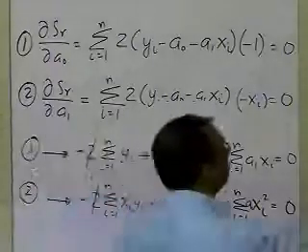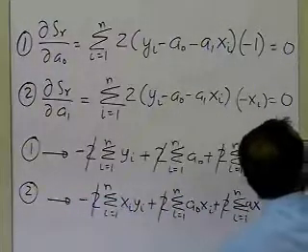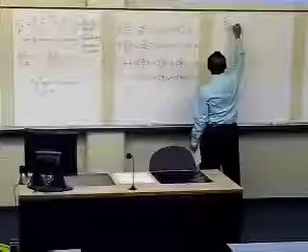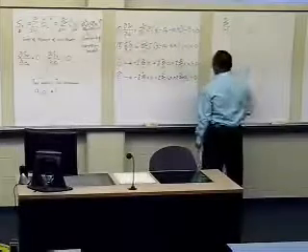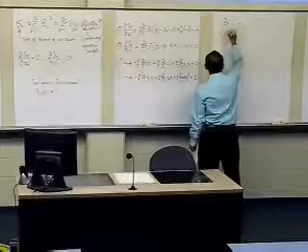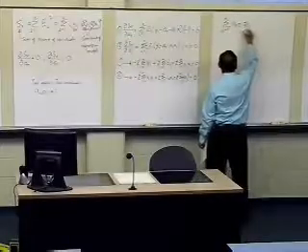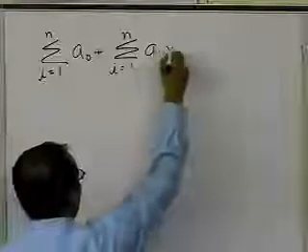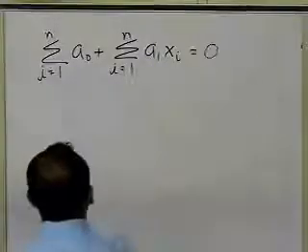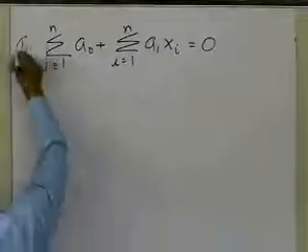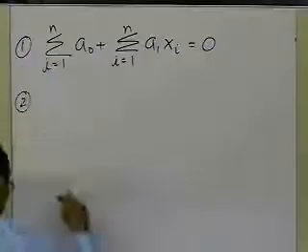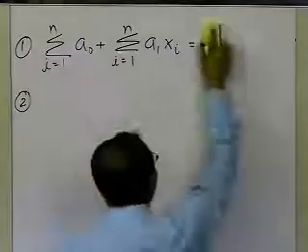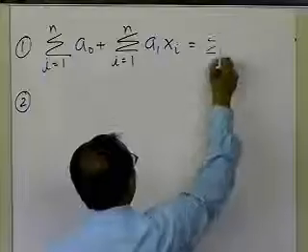So what I will get from there is, the first equation will turn out to be summation i equal to 1 to n of a0, plus summation i equal to 1 to n of a1 x sub i, equal to summation of y sub i. That's my first equation. The second equation will be similar.